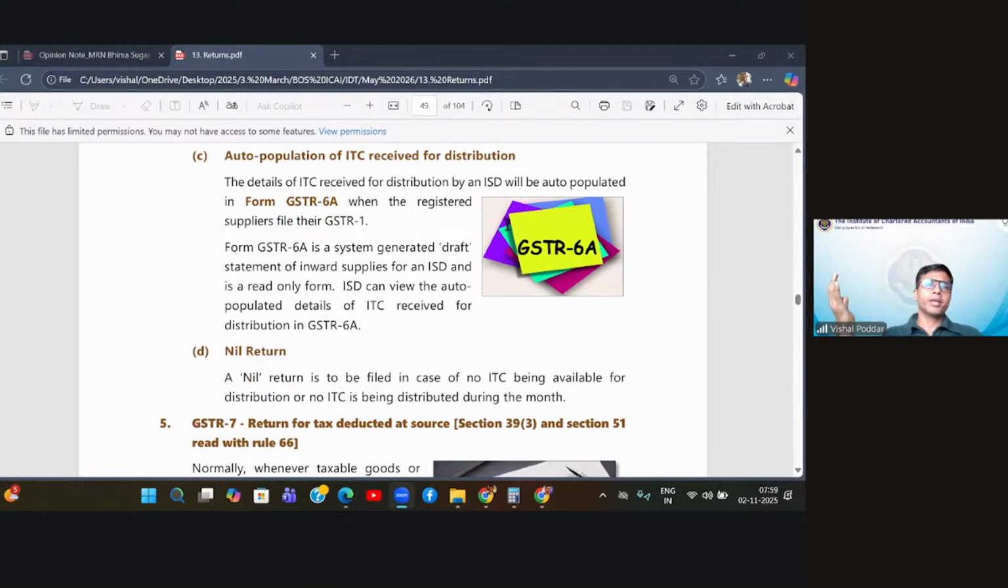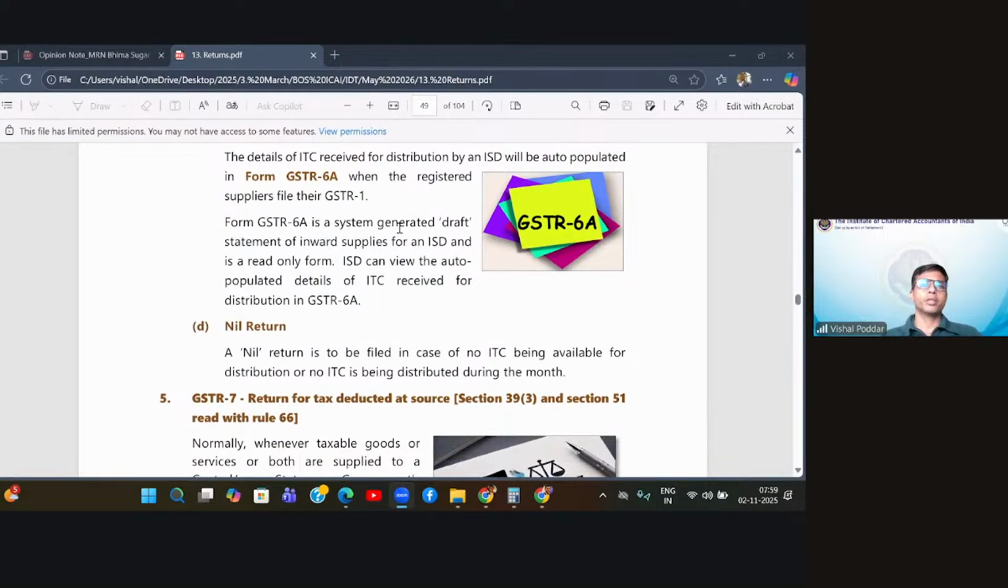Whatever suppliers are reporting in the name of ISD will appear in GSTR 6A of the ISD. So same like 2A for other regular dealers. For ISD, in their 6A, they are able to view what are the inward invoices. So Form GSTR 6A is a system generated draft statement of inward supplies, and ISD can view these auto-populated details.